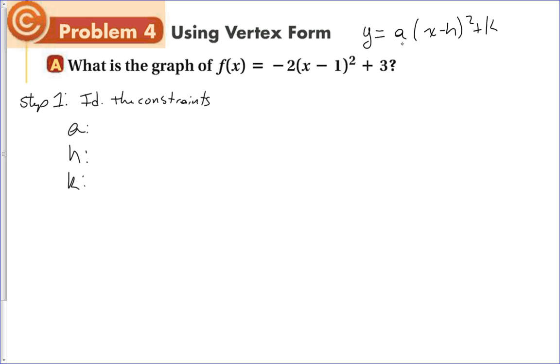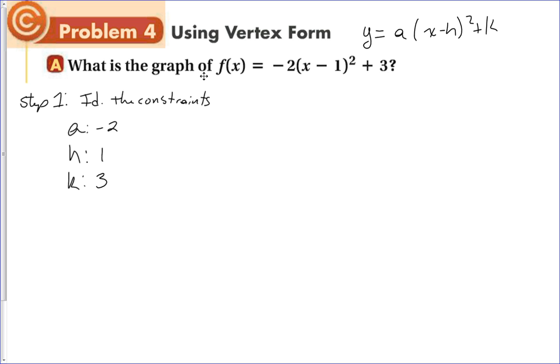A, remember, it's the number outside the parentheses that's multiplied to the parentheses, so here it's negative 2. H is the number in the parentheses with the x, and remember, you want to take the opposite sign that's in there. So since we have minus 1, h is a positive 1. And then k is simply the number added or subtracted at the end, and you take it as is. So here we have positive 3.